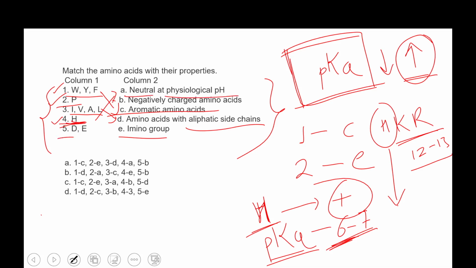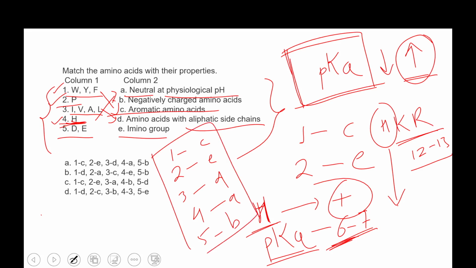Then we have the fifth one, which is D and E, which we already know are the negatively charged or acidic amino acids. So the correct option here would be: one is matched with C, second with E, third, the amino acid with the aliphatic side chain, with D, fourth with A, and fifth with B. Okay, so this will be the correct option for this question. Okay, let's move ahead.